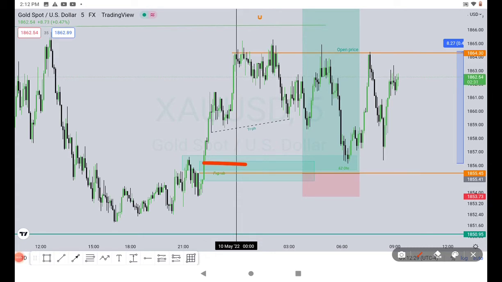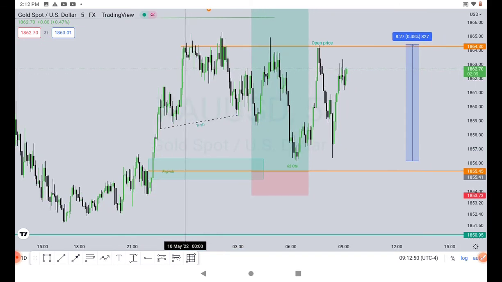As I told you, the fair value gap is a PD array, discount or premium, that is the most powerful among them all, because it is an internal range liquidity. That's a topic for another day, but in this case, this is why I took this trade. And as you can see, the trade panned out well. I took it somewhere around here.